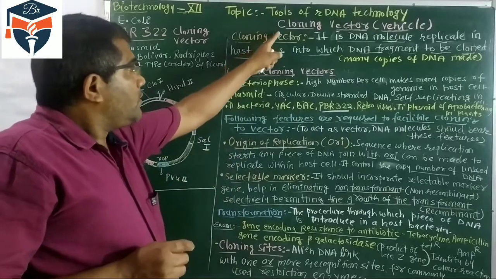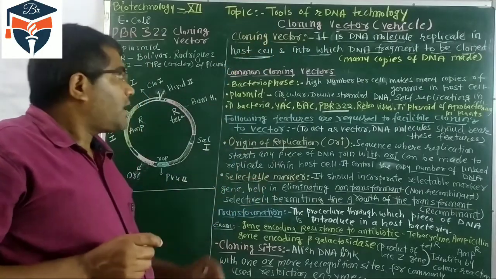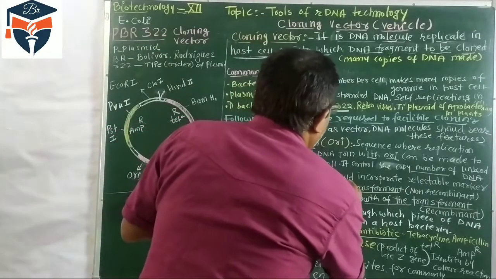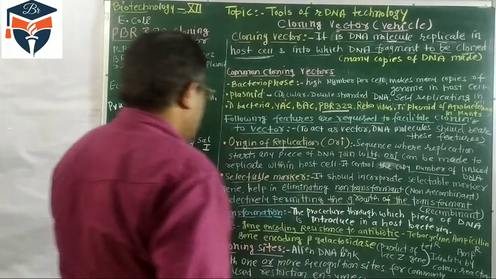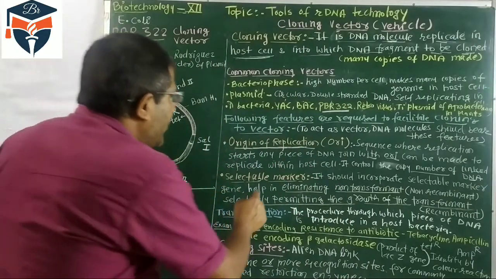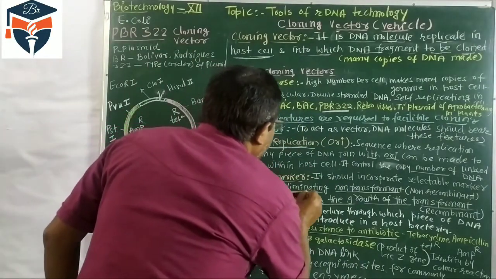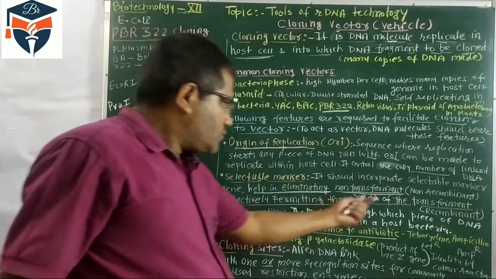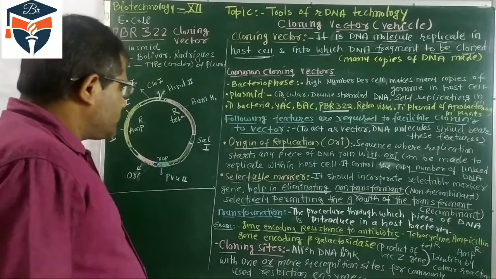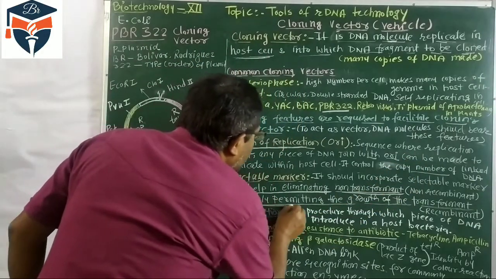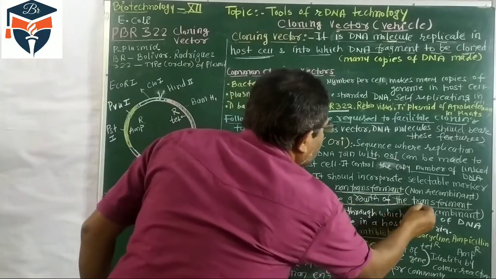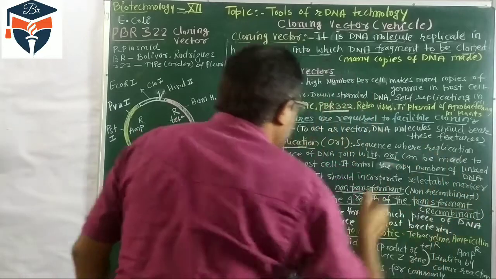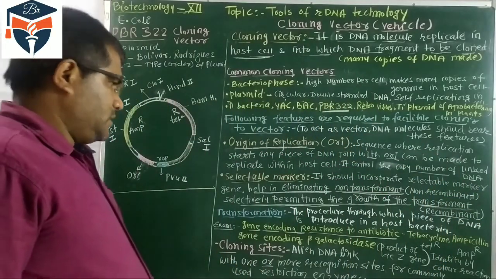The second important part is the selectable marker. In a cloning vector, a selectable marker is another characteristic. What is a selectable marker? It should incorporate a selectable marker gene and help in eliminating the non-transformants, also known as non-recombinants, and selectively permitting the growth of the transformants or recombinants.